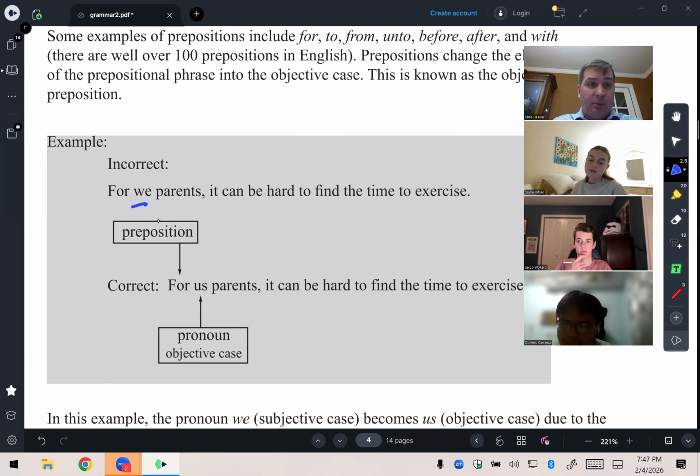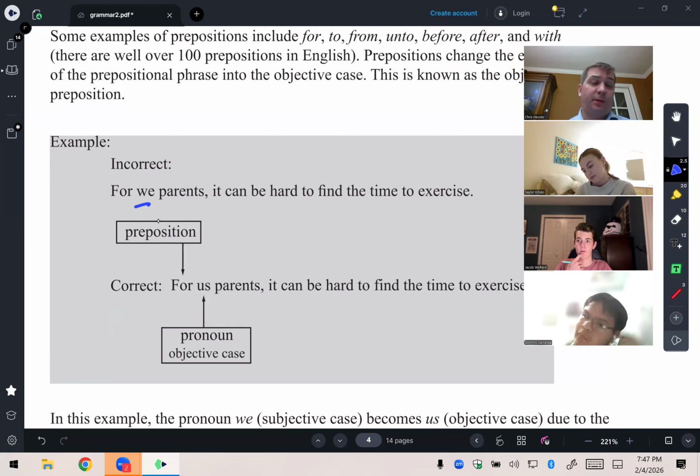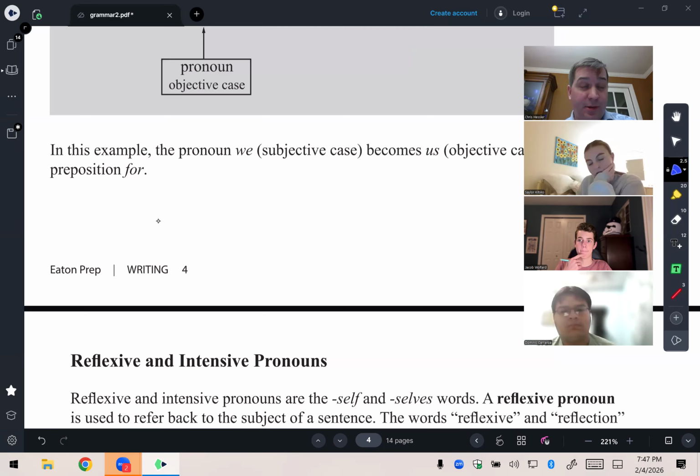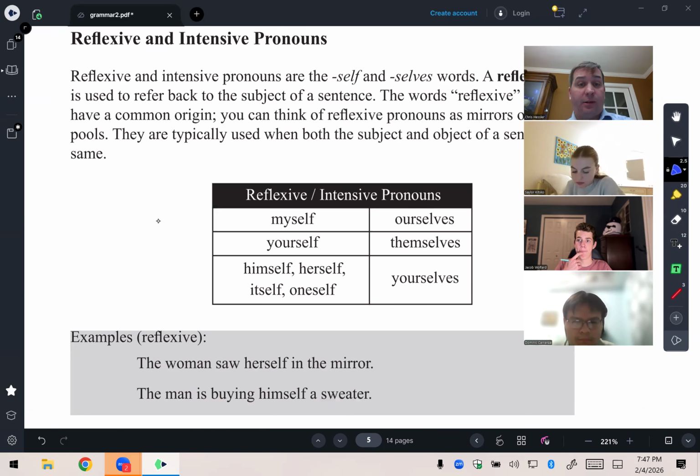So here's our example. For we parents, it can be hard to find the time to exercise is incorrect. It would be for us parents, it can be hard to find the time to exercise. Okay, so that's the object of the preposition. And that's the only two things you need to know about that. I promise, those are the only two things you need to know about prepositions in English. Try not to end a sentence on one. They're supposed to go in front of other things to create a prepositional phrase and the object of the preposition.